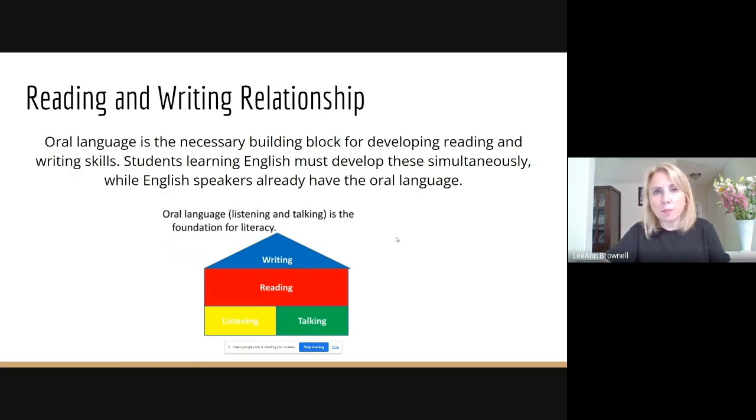So what is the relationship between reading and writing? First of all, oral language is the foundation, the necessary building block, that is going to support students in further developing their reading and writing skills. When students are learning English, they must develop these simultaneously, while English speakers already have that foundation of oral language. It's like putting all of these pieces together at the same time. But the important thing is that we realize that listening and speaking and developing that oral language is what's going to help them further develop their reading and writing skills.